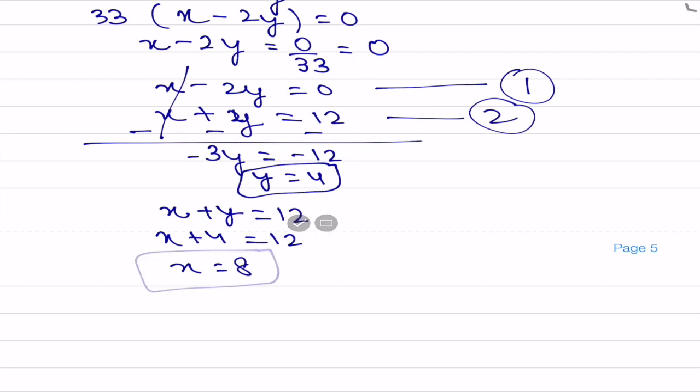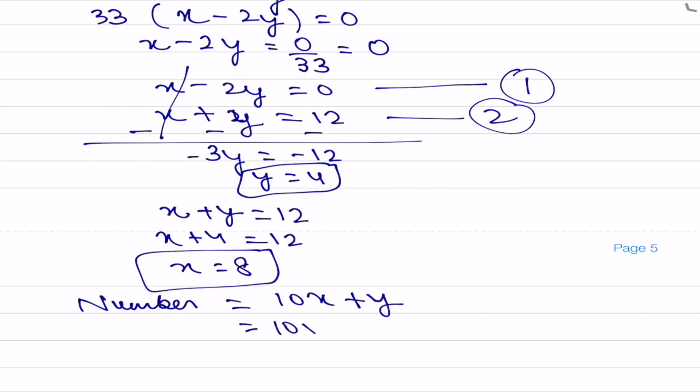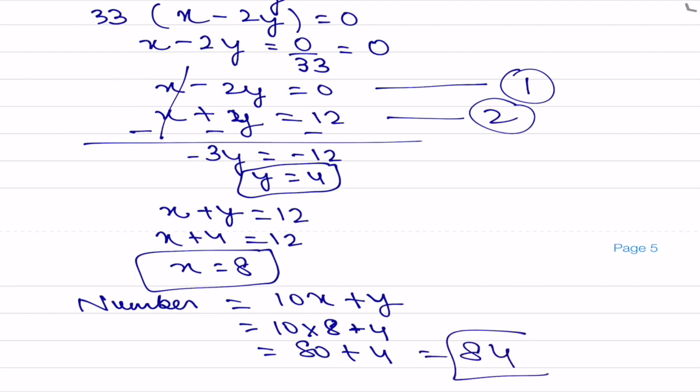So x and y is not the answer. Answer is our original number that we need to find out. 10x plus y. So 10 into x value is 8 plus y is equals to 4. Substitute. So 80 plus 4, that is 84. So this is our required answer.